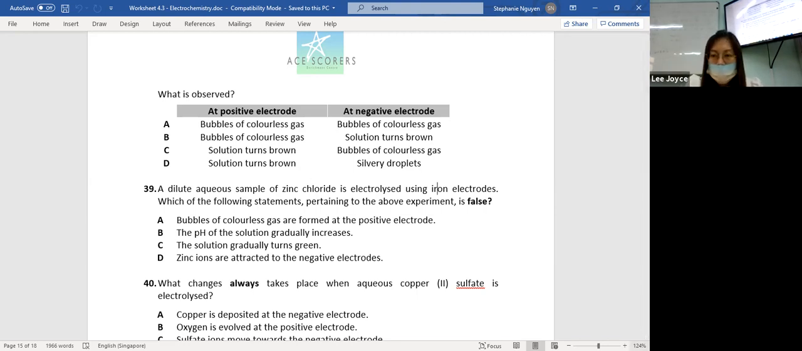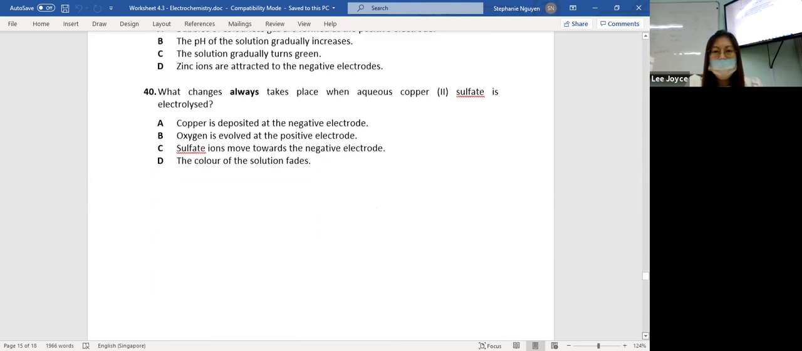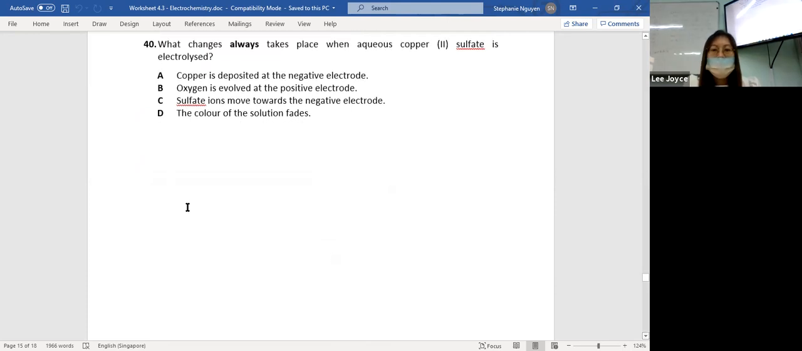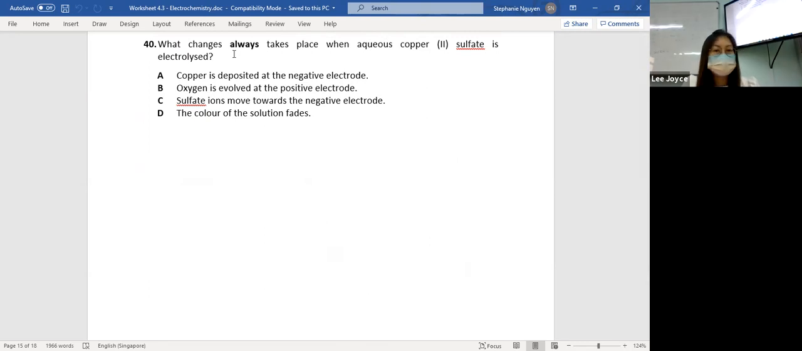So next, question 40. Okay, this is the hardest question. You see, they bold the word "always" takes place when copper(II) sulfate is electrolyzed. So you have to take into consideration the use of the active electrode and the use of the inert electrode. So whether you're using active or inert electrodes, the copper will always be deposited at the cathode.